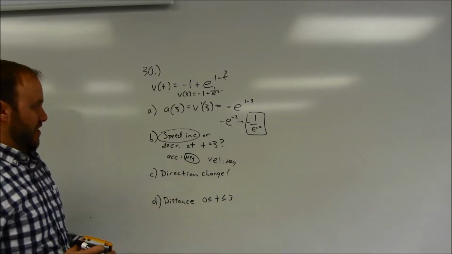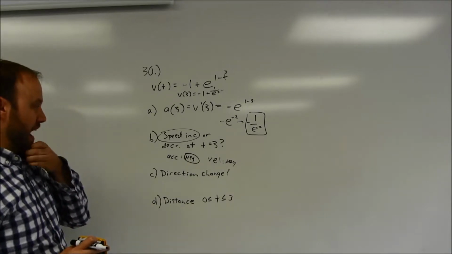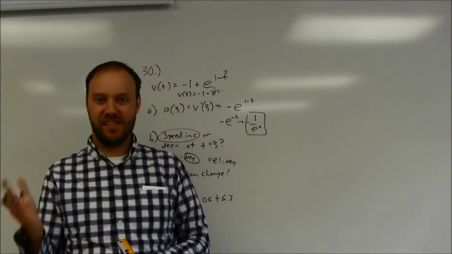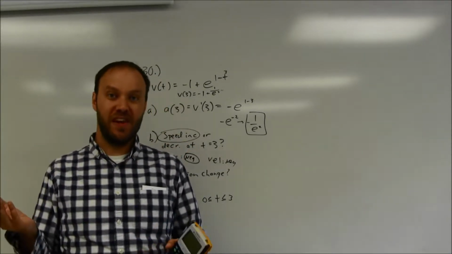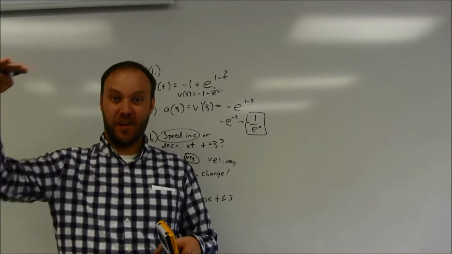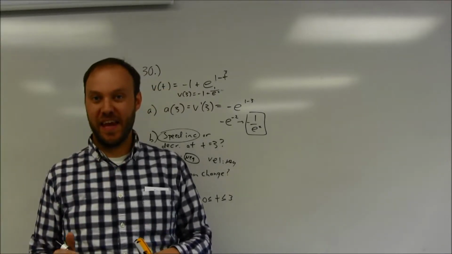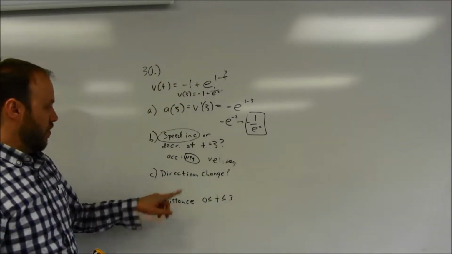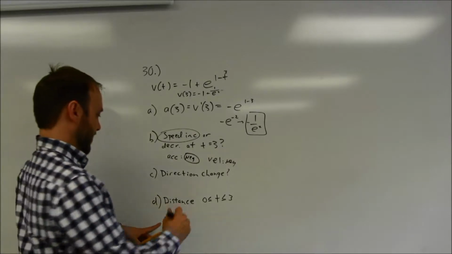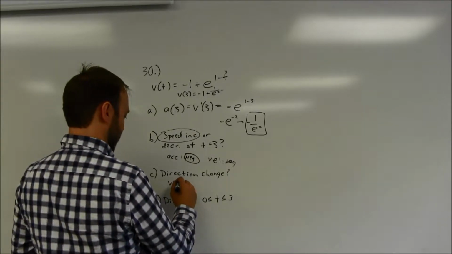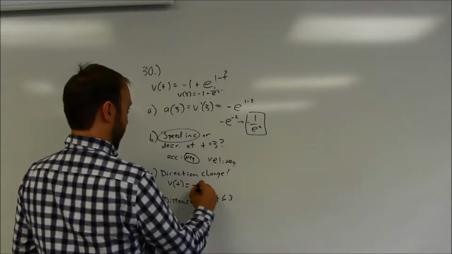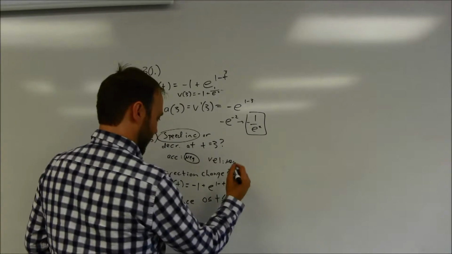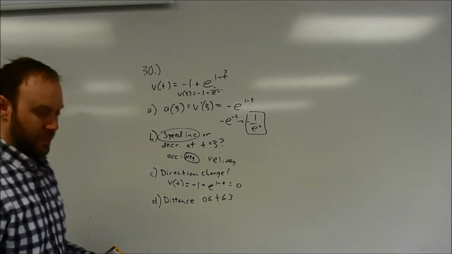A direction change is going to happen when the velocity is equal to 0, or potentially it can happen when the velocity is equal to 0. Remember, it won't necessarily, I could have a positive velocity, I could go to 0, and I could have a positive velocity again. But there's the potential to have a sign change here. So what I'm looking for here is places where the velocity is equal to 0. So v of t is equal to -1 plus e to the 1 minus t power. And I want to figure out when that velocity is equal to 0.